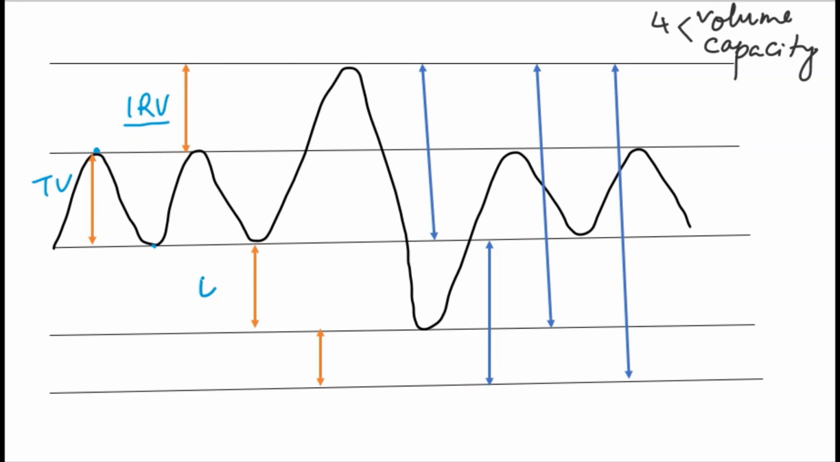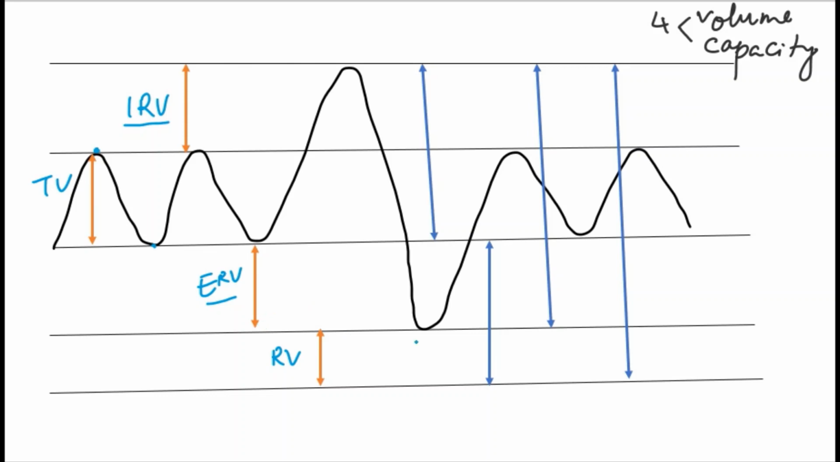Next is ERV or expiratory reserve volume. Expiratory reserve volume is the maximum volume of gas expired from end expiration. This is end expiration. So after having expired, if you try to expire any more gas in your lungs, that is expiratory reserve volume. And the last volume is RV or residual volume.